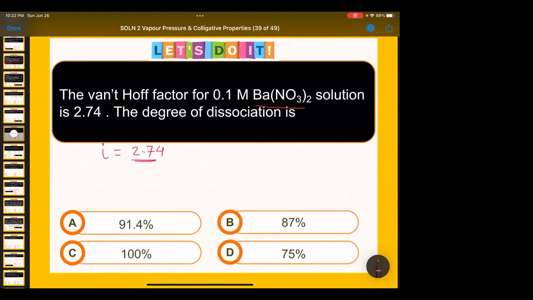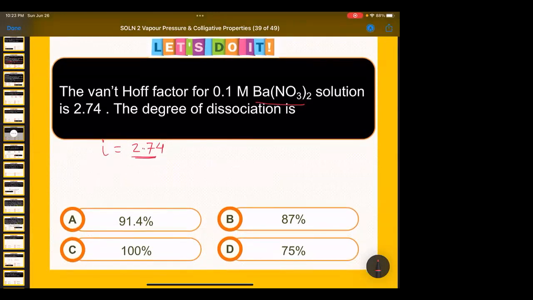Now the question is saying that you need to calculate the degree of dissociation. You need to tell me out of 1 mole how many are dissociated. Clear? Hanifa, Miraj, Samira, sorry. Yeah, tell me. Yes, sir, I got 87%. Yeah, 87%. So you can write the equation as you used to do it in ionic equilibrium.